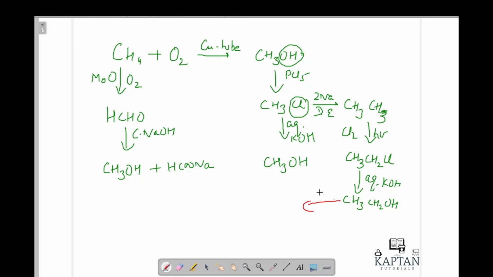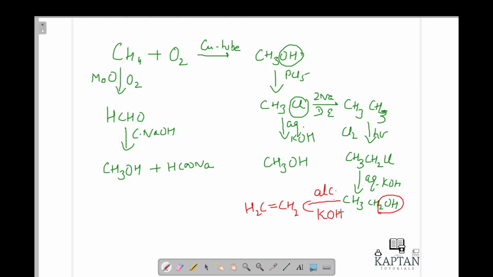I am writing it with a different color so that it will make a difference. It is alcoholic KOH. In alcoholic KOH, what will happen? It will remove water out of it and will create a double bond here. Now just see, the double bond has been created.